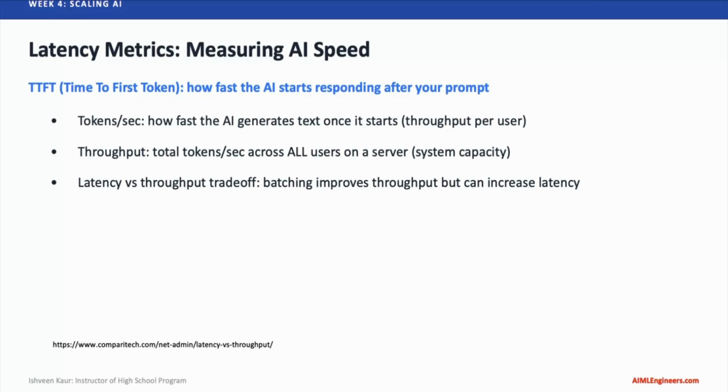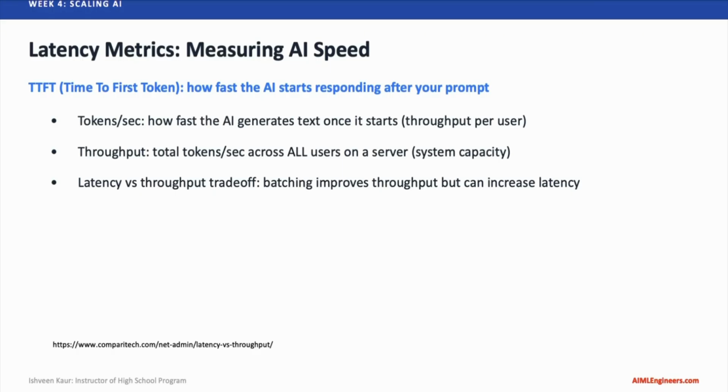What's one way you can improve throughput? That's batching. Batching is when you group a lot of users and requests and you process them together instead of processing them one by one. And this improves throughput dramatically because your server can handle more users. But each individual user might have to wait slightly longer because a request is bundled with a bunch of others. And that means that the latency is going to be high.